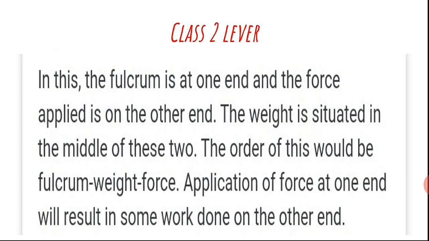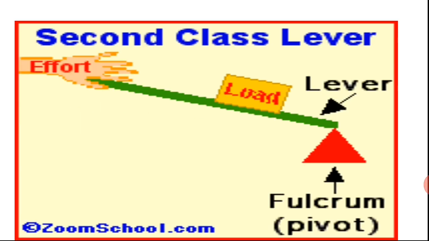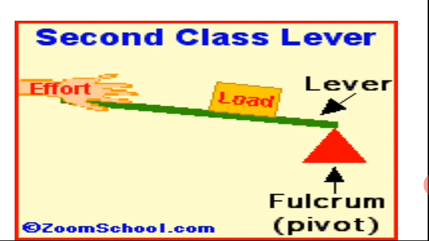Then class 2 lever. In this type of levers the fulcrum and the effort are at the two ends of the lever and the load is somewhere in between the effort and the fulcrum as shown in this diagram. Then the load and the effort are on the same side of fulcrum but in opposite direction, and the effort arm is always longer than the load arm.